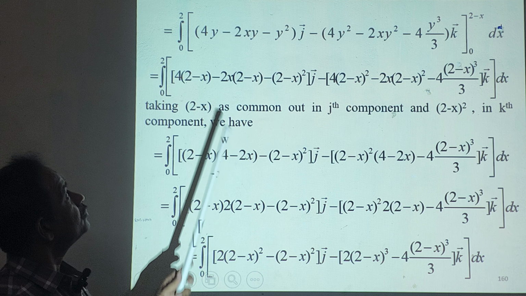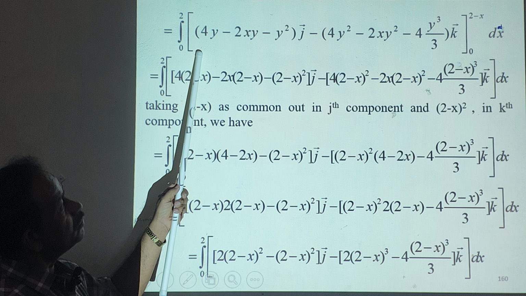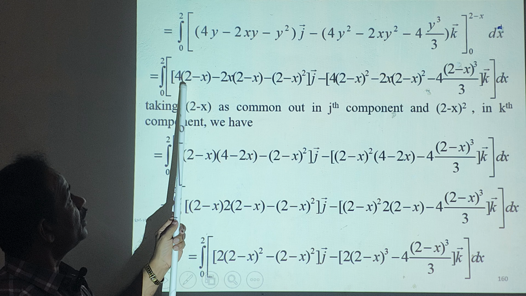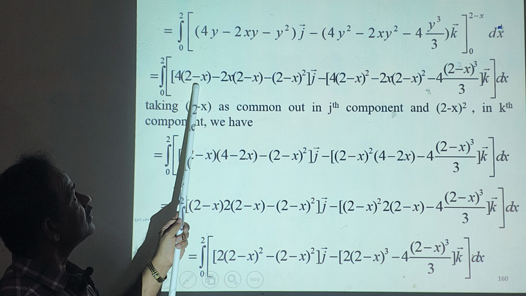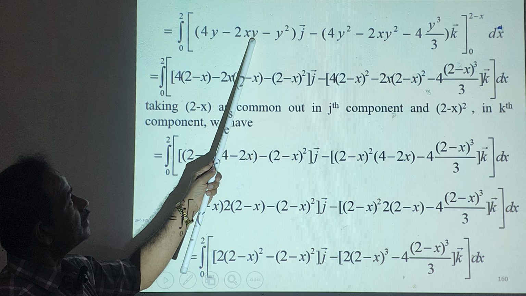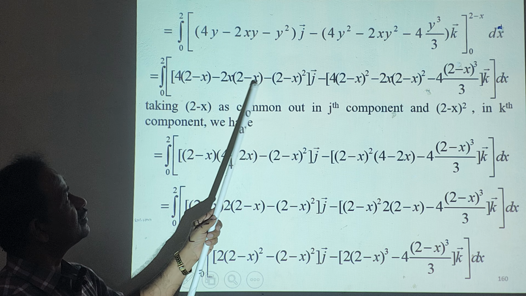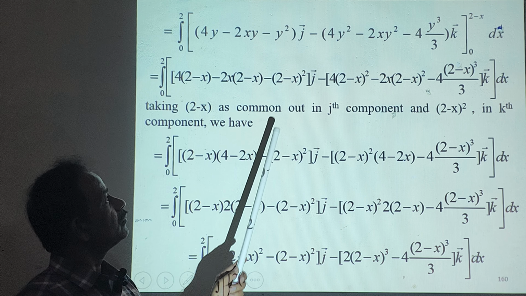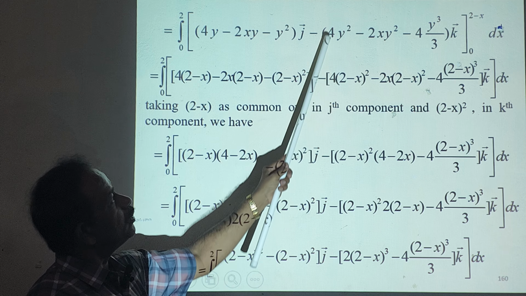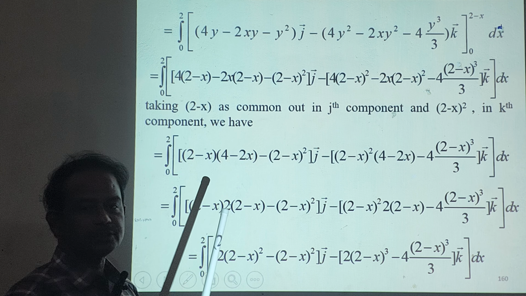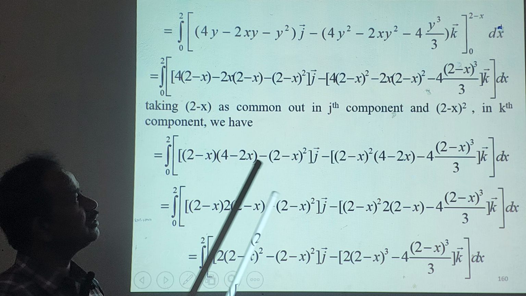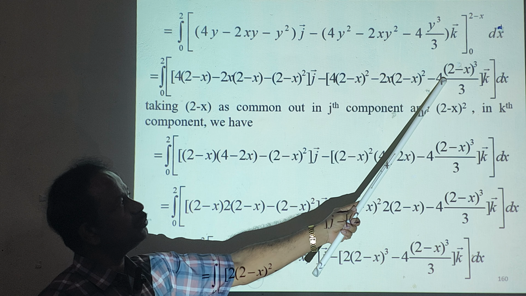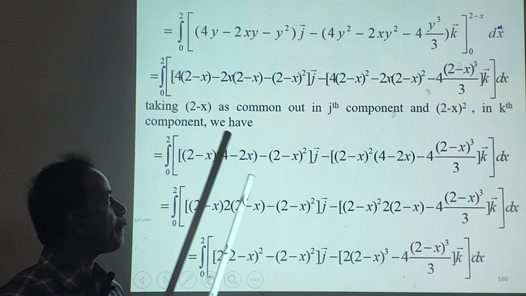So let us substitute. I have written the same equation, and substituting that will give you 4 times 2 minus x, minus 2x times 2 minus x, minus 2 minus x whole squared, j. Then minus, you have 4 is there. Instead of y you have to substitute 2 minus x, so 4 times 2 minus x whole squared, minus 2x times 2 minus x whole squared, minus 4 times 2 minus x whole cube divided by 3.